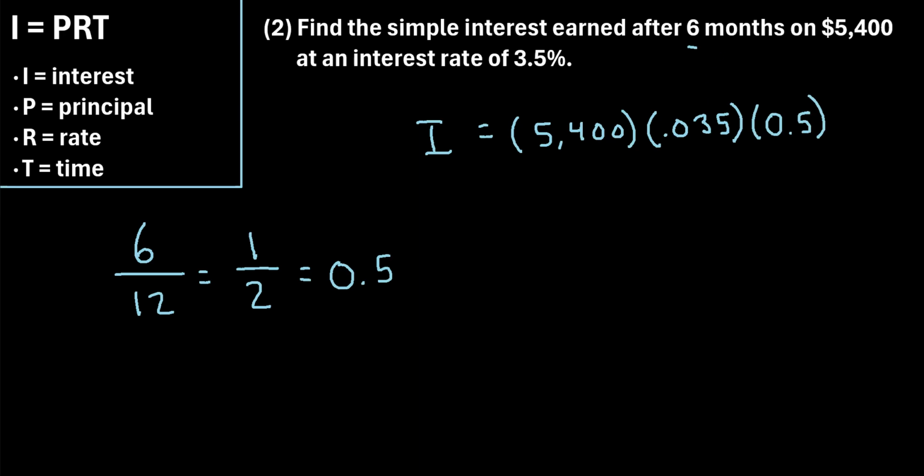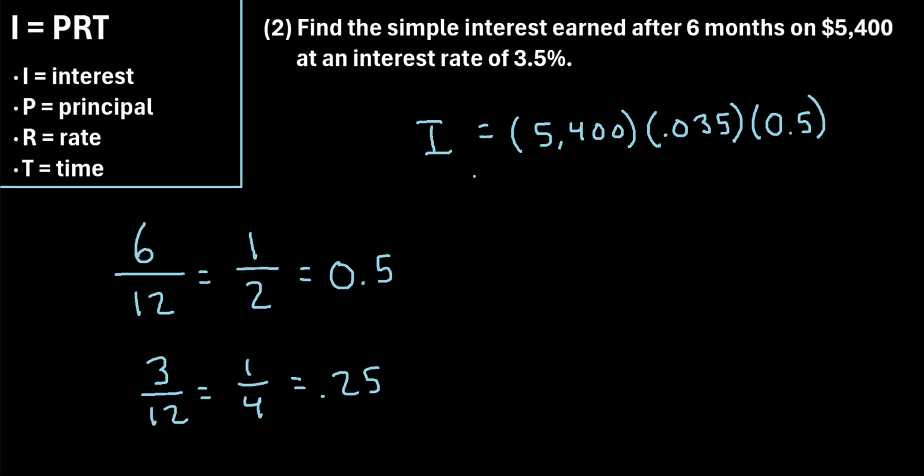So whenever you're given months like this, you can just convert it to years by dividing by 12. So for example, if we instead had 3 months, that would be 3 divided by 12, which could be reduced to 1/4. And as a decimal, that's 0.25. So whenever you're given months, you can just convert it to years by dividing by 12.